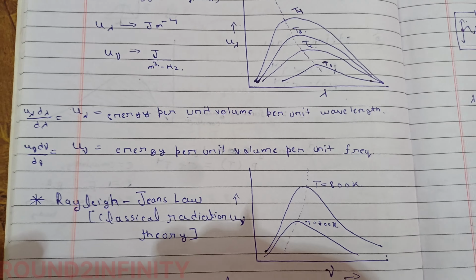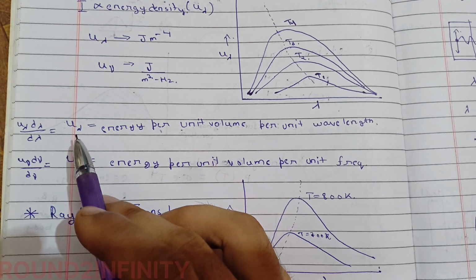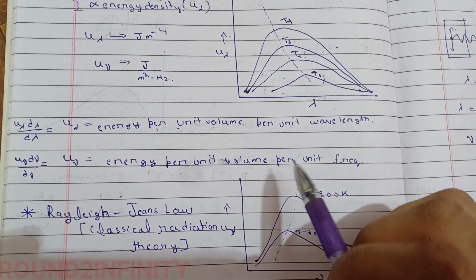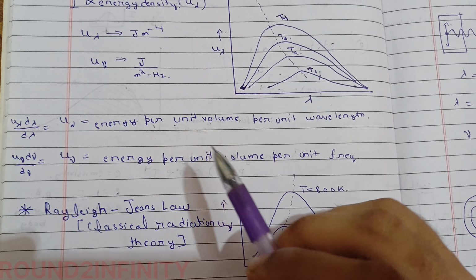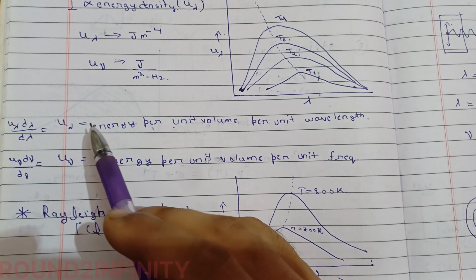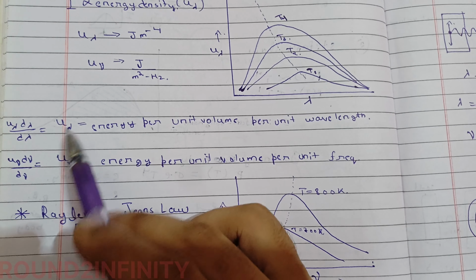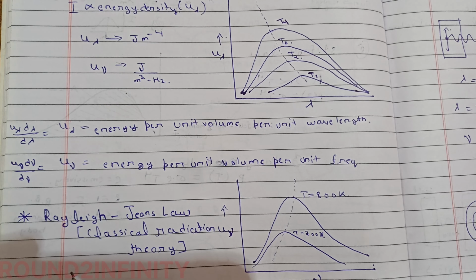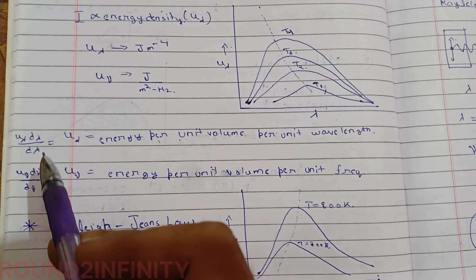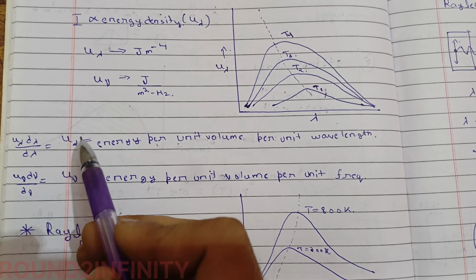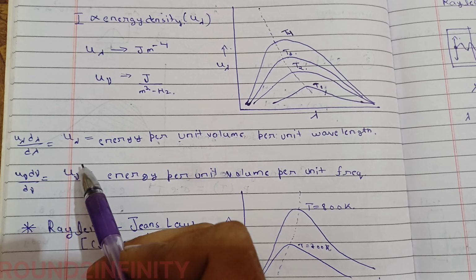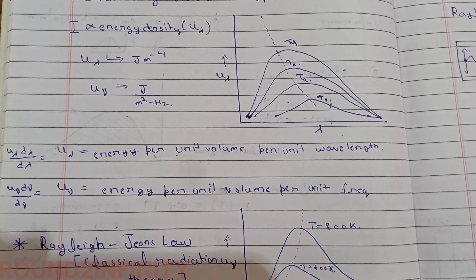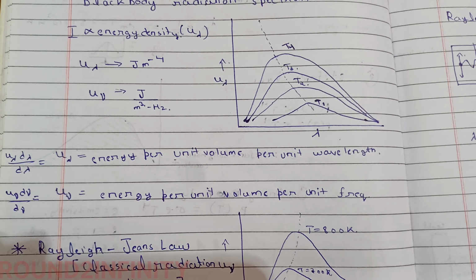Now let's see some definitions. u lambda is energy per unit volume per unit wavelength, and u nu is energy per unit volume per unit frequency. If you want to find the energy per unit volume itself, you multiply with d lambda, and here you multiply with d nu, that is frequency. So u lambda d lambda is the energy per unit volume, and dividing by d lambda gives you per unit wavelength. These are the expressions you need to remember.